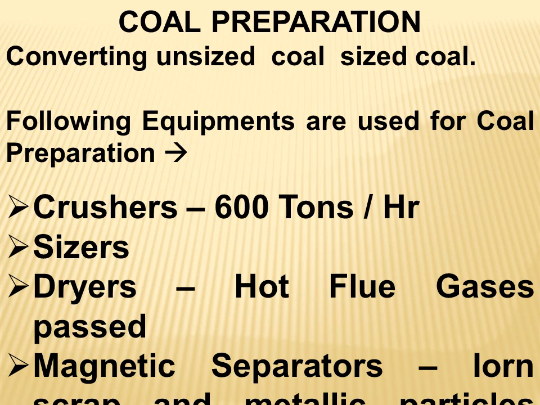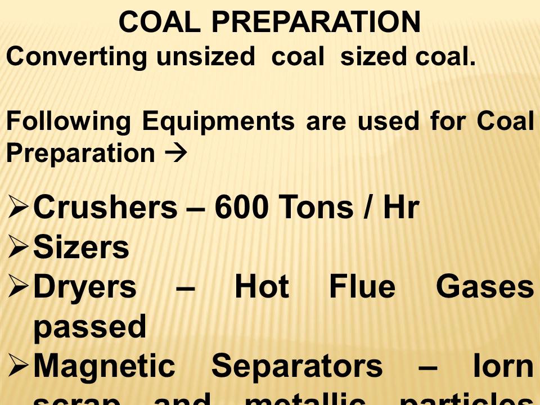Now next is coal preparation. The preparation of coal before feeding to the combustion chamber is necessary if unsized coal is brought to the site. The coal preparation plant can be located either near the coal receiving point or at the point of actual use. The coal preparation plant includes the following equipment. First is the crushers, second is the sizers, third is the dryers, and fourth is the magnetic separators.